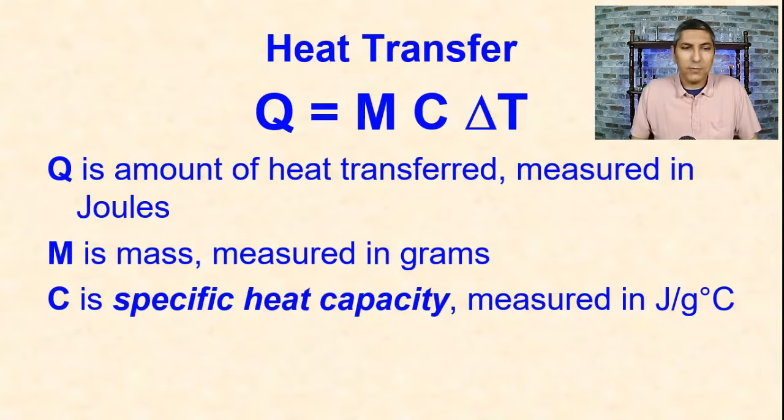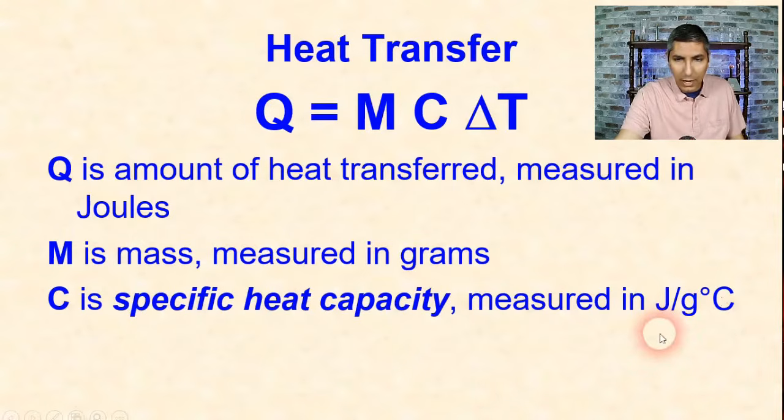Now, the units for specific heat capacity are joules per gram per degree Celsius. And since specific heat capacity is a constant that's unique to every material, well, constants just tend to have funny units. And so that's why we have joules per gram degree Celsius there. That's our unit for specific heat capacity.